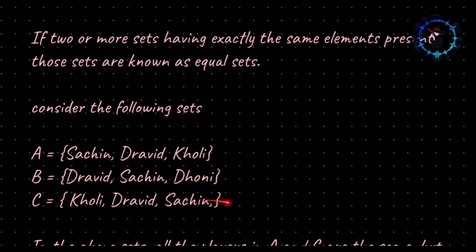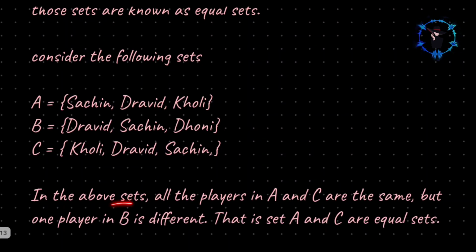A and C have all the elements exactly the same. In the above sets, all the players in A and C are the same, but one player in B is different, right? Because we have Dhoni instead of Kohli. That is, set A and set C are known as equal sets.